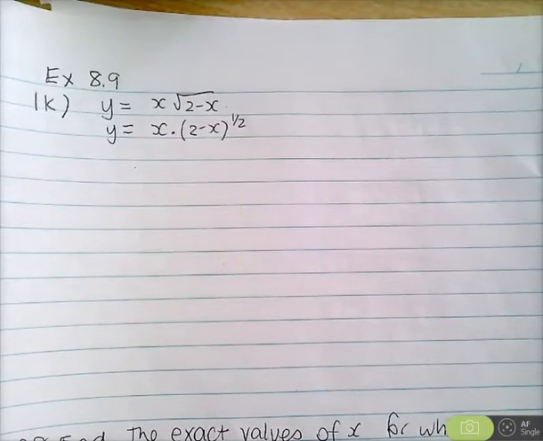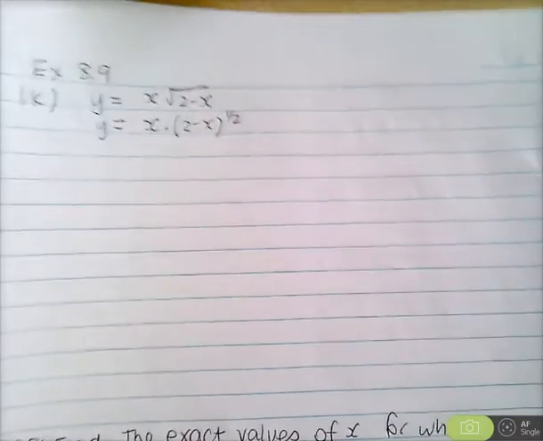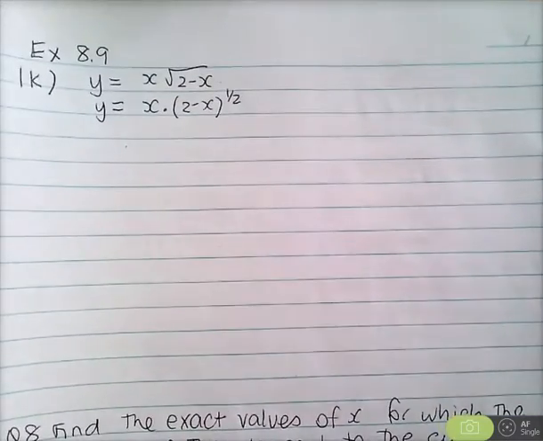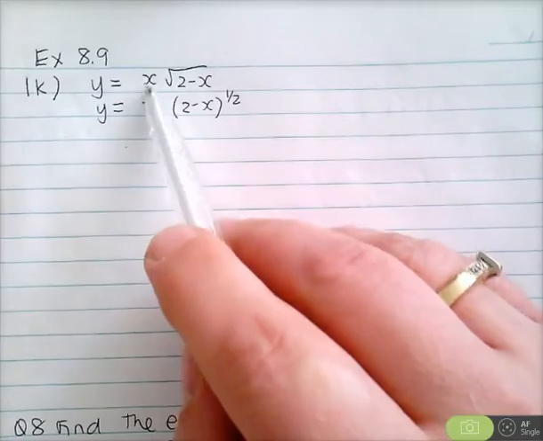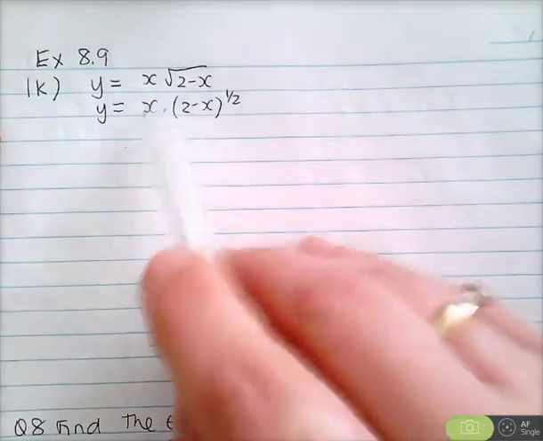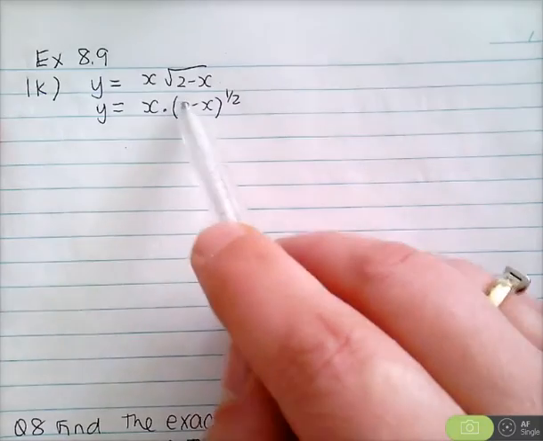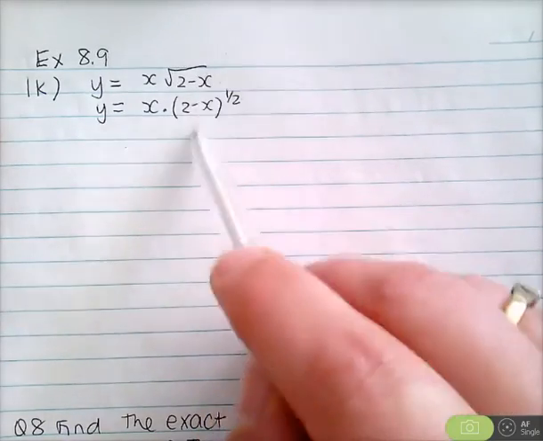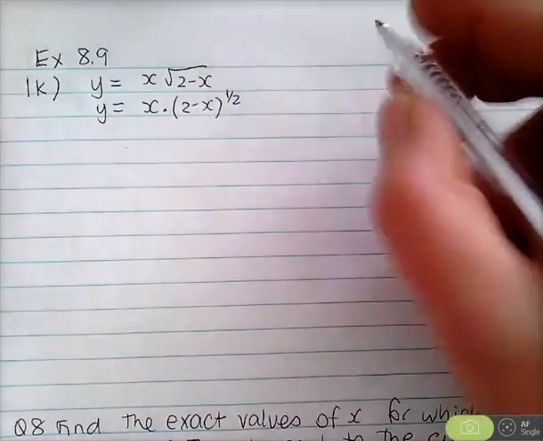Okay, this is exercise 8.9 homework problems. First one we're looking at is question 1K. Y equals x times the square root of 2 minus x. We've got two functions here in x. The first one is x times, we need to write this as a power, so it would be 2 minus x to the power of a half.